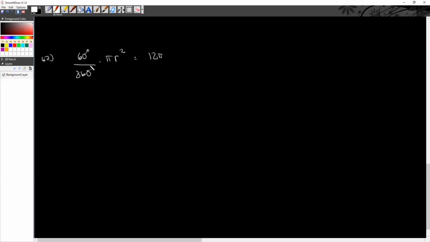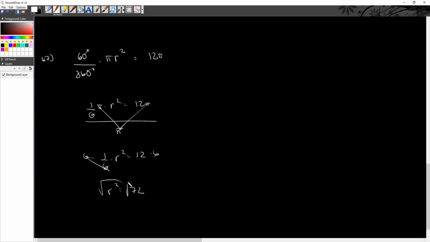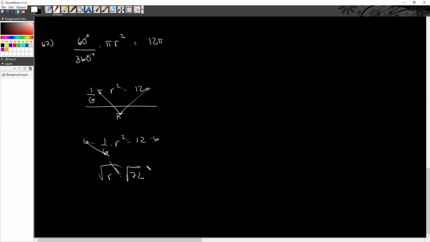So 60 over 360, I believe, is 1/6. 1/6 pi times r squared equals 12 pi. I'm going to divide both sides by pi to crush out the pi's there. So 1/6 times r squared equals 12. Multiply both sides by 6. r squared equals 72. And Jaden, if you ever wanted to see number 32 again, it's pretty much this, except there's no i in it. So r is equal to the square root of 72.